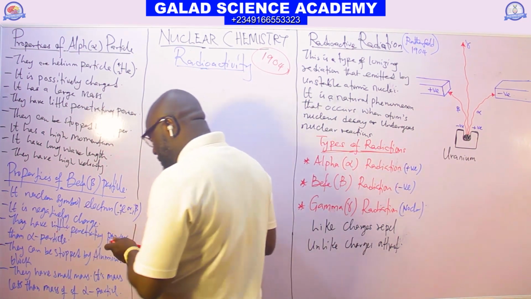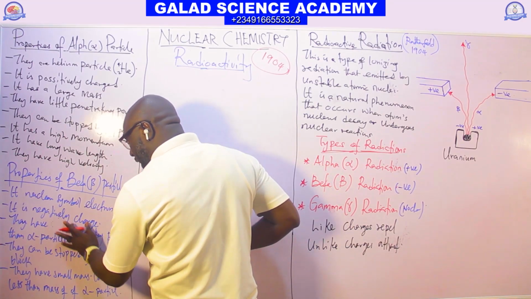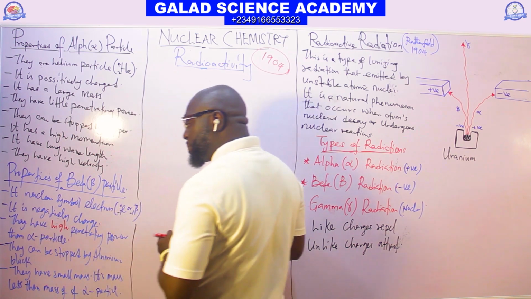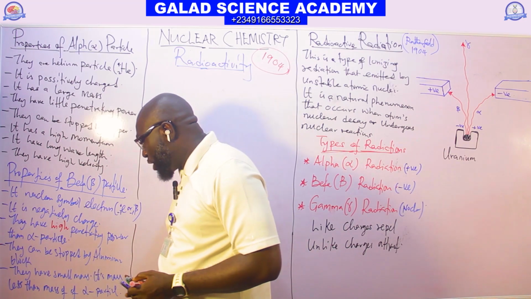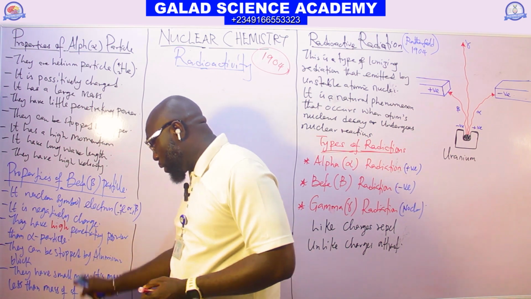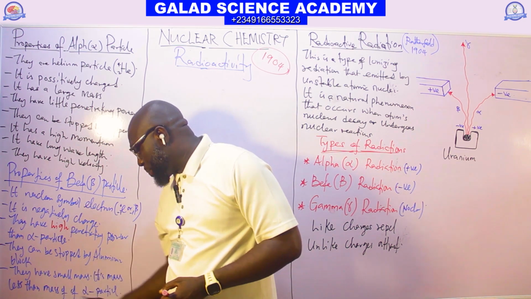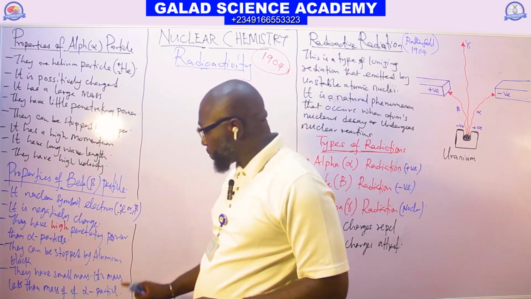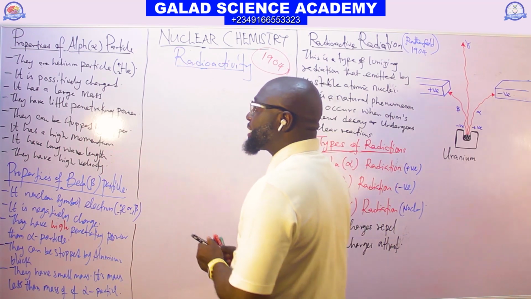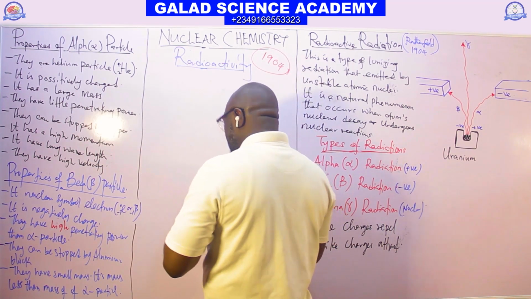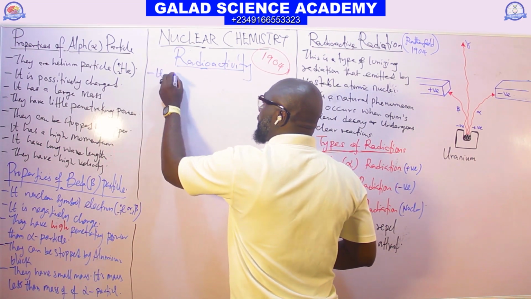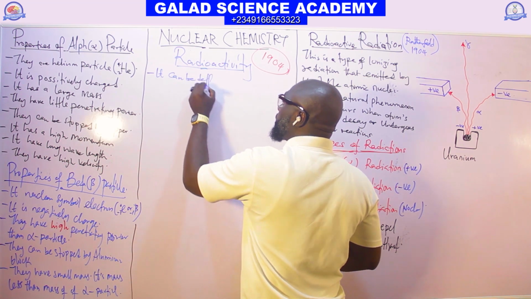No, this place is supposed to be: they have high penetrating power than alpha. They have high penetrating power. That's why we can stop them with an aluminum block. And they have small mass. Its mass is less than the mass of the alpha particle. And the next thing, yes, I forgot one thing here: it can be deflected by a magnetic field.